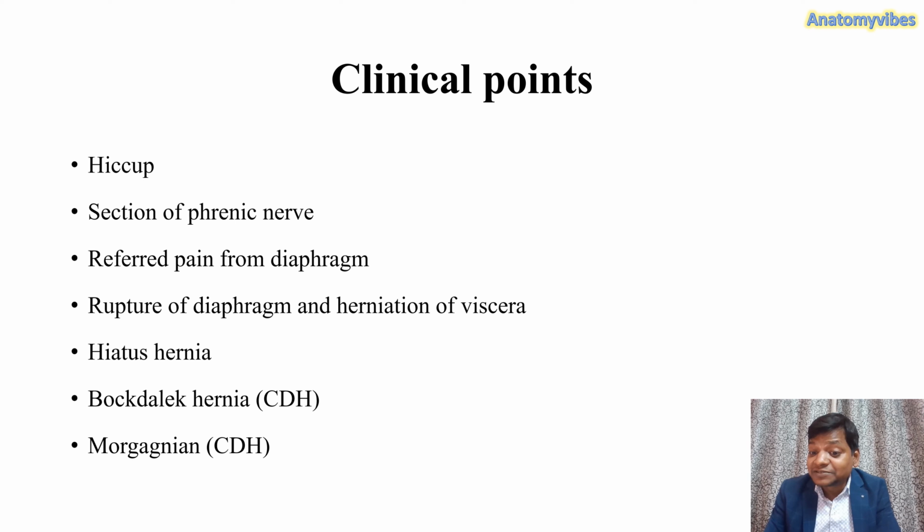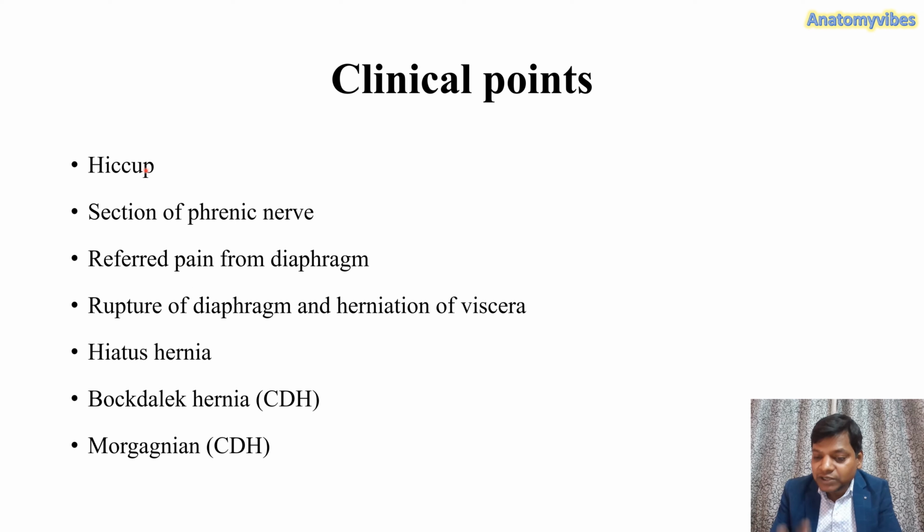Clinical points. Most important nowadays are the clinical points related to the diaphragm. First is the hiccup. Intermittent contraction of the diaphragm due to irritation may be caused due to acidity, gastroesophageal reflux disease, heavy smoking. Intermittent contraction of diaphragm occurs with closure of the glottis. That's why during hiccup we have the specific sound due to closure of the glottis.